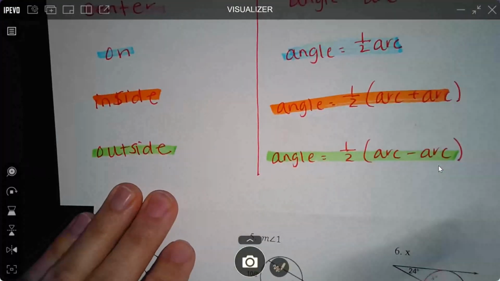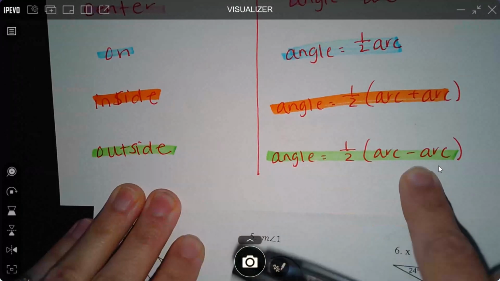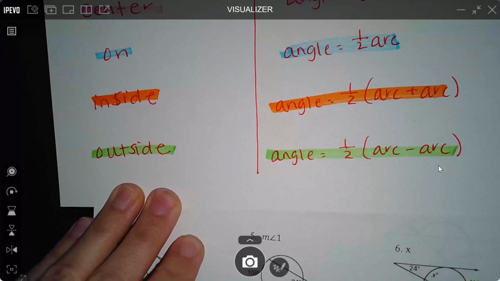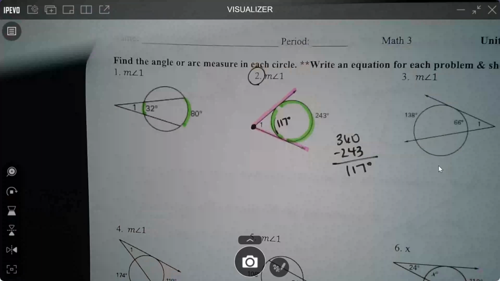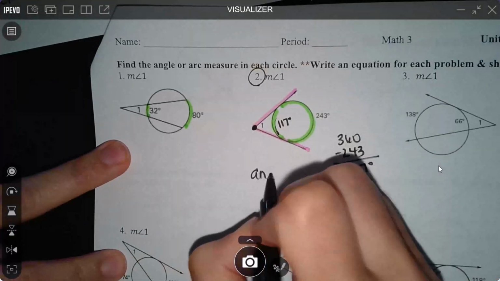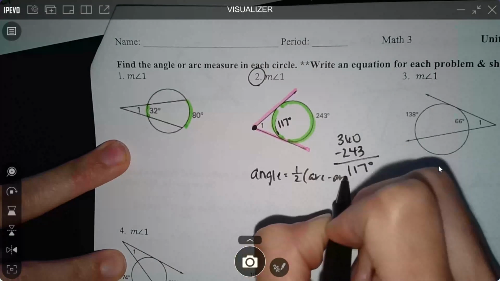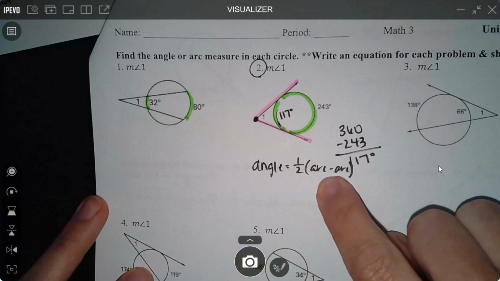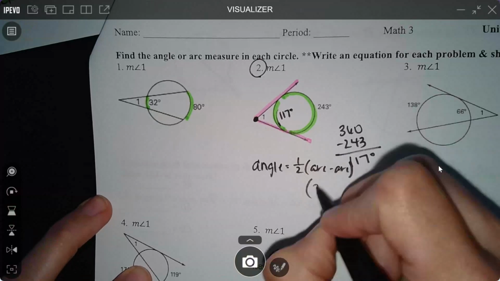So when we look at our formulas, we are using this formula right here. So I'm going to write that down. Notice the only difference is it's a minus. Remember, if it's outside of the circle, think you're taking away from the circle. Okay, minus means take away. All right, so angle equals 1/2 arc minus arc. Now, when you're subtracting, the order matters, okay? You have to do the larger arc minus the smaller.